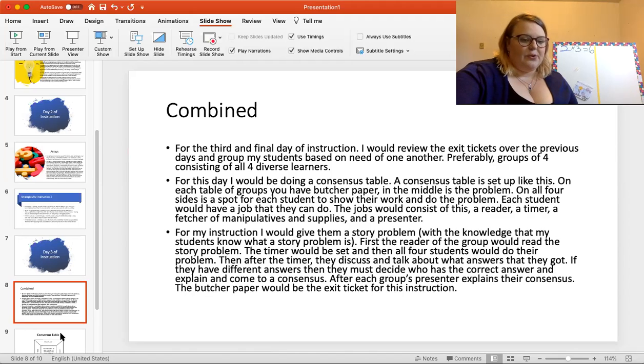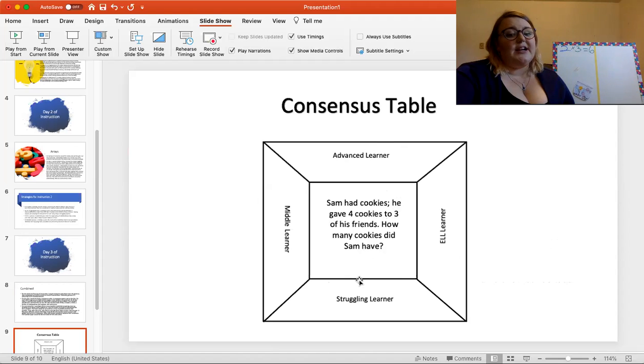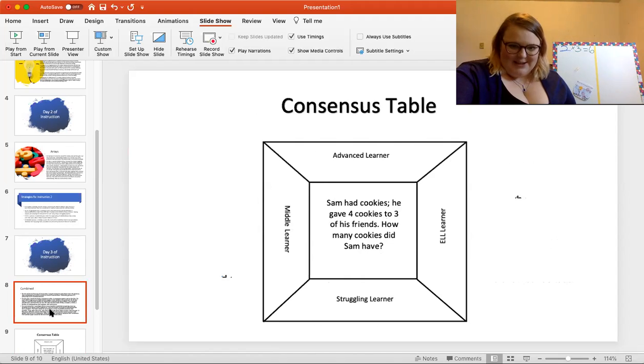Let me show you an example of what I'm talking about. So right here, in the middle, this would be on a desk, and it says: Sam had cookies. He gave 4 cookies to 3 of his friends. How many cookies did Sam have? And ideally, I would have an advanced learner, an ELL learner, a struggling learner, and a middle learner to all help each other and interact with each other to make it unified, I guess you could say.